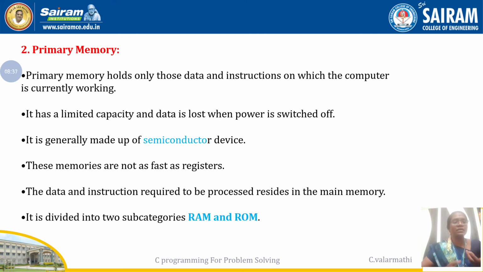And what is it built from? It is generally made up of semiconductor devices, and it is not as fast as registers, because it is huge in size, and the data and instructions required to be processed at the current time reside in main memory. These are the main classifications. RAM, random access memory, and ROM, read only memory, are the two categories of primary memory. We'll see the characteristics of RAM and ROM in higher semesters, right?